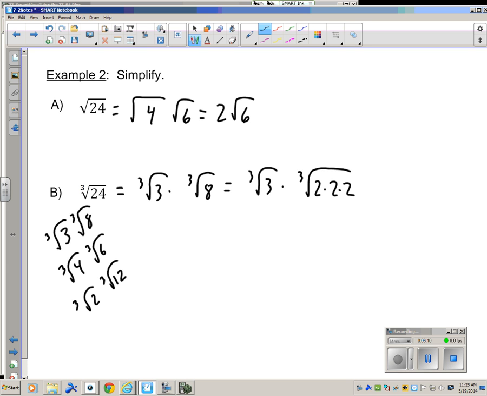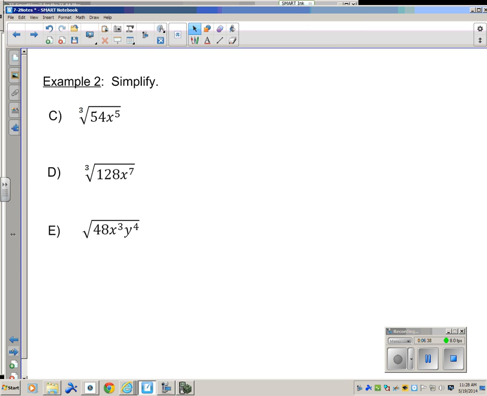And that's what it's looking for. It's asking what can be repeated in there 3 times when it's the same number. It'd be a 2. So you always write your whole number part first, and then your root part second. So there we have it, 2 times the cube root of 3. Again, you want to think about what times what gives you that value.